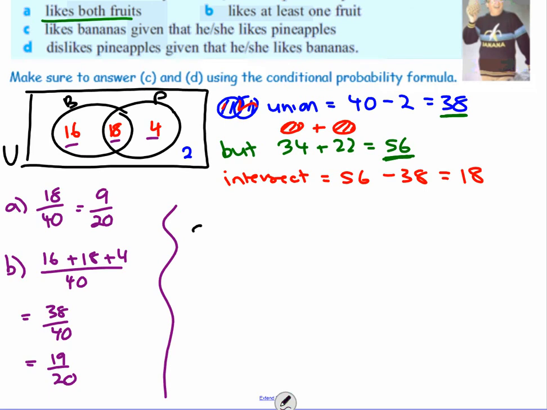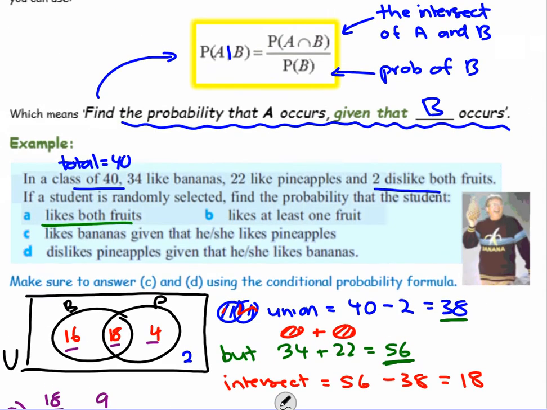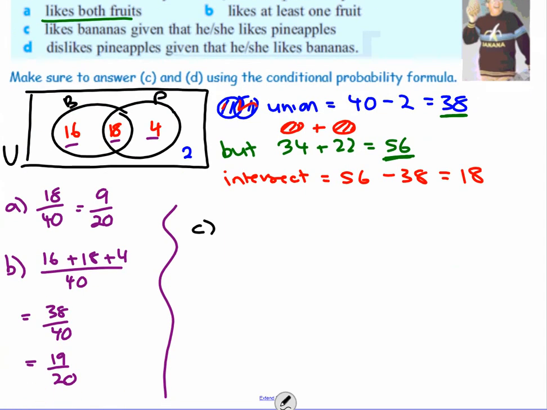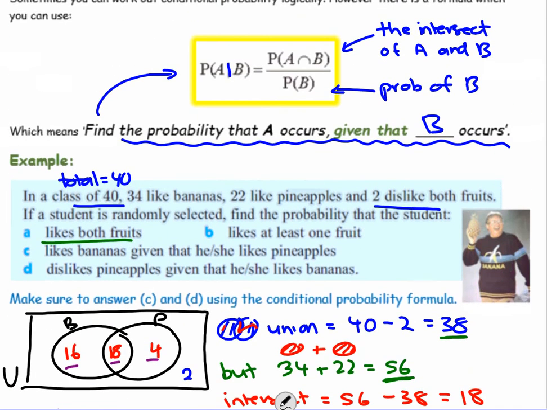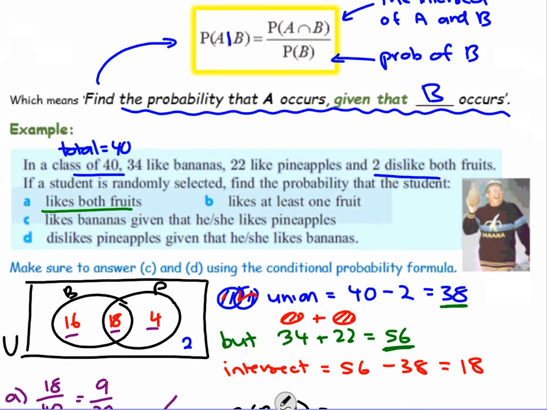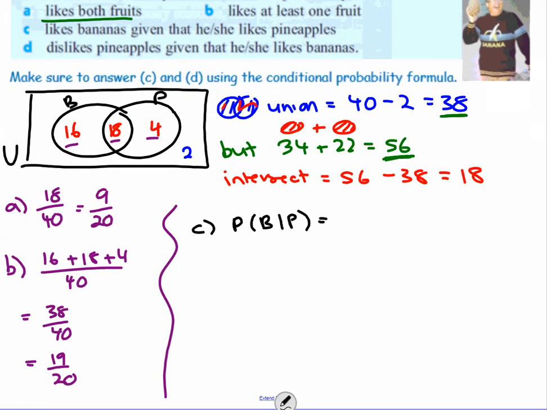Now let's do C and D. C and D are conditional probability. That's why I said make sure to use the formula. So probability likes bananas, given that they like pineapples. Using this formula up here, I'm going to use it in this style. So remember, it's the intersect of the two over the probability of the given situation, which in our case is pineapples. So it equals the probability of the intersect, bananas intersect pineapples, over the probability of the pineapples.